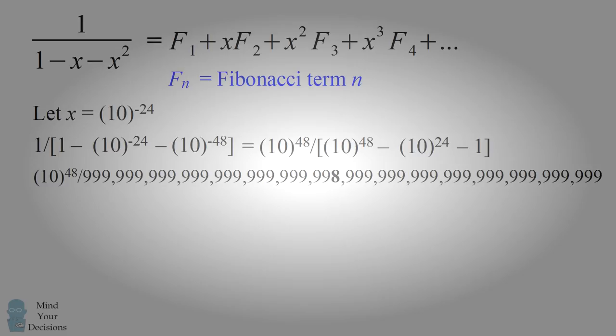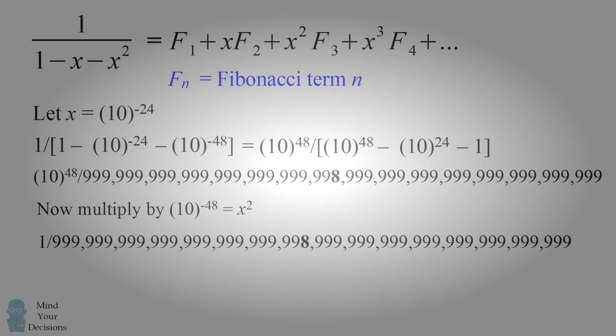If you calculate what's in the denominator, you end up with that crazy number with all the 9s and an 8 in the middle. And the only difference between this number and what we want is we need to divide this by 10 to the power of 48, which is x squared with our value of x. So then we end up with the exact fraction that we started out with, that crazy fraction.